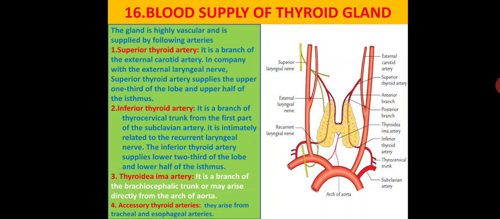The next question is the thyroid blood supply. Thyroid is a very important endocrine gland. It has a rich blood supply. The arteries which supply the thyroid gland are the superior thyroid artery, inferior thyroid artery, thyroid ima artery, and accessory thyroid arteries. The superior thyroid artery is a branch of the external carotid artery, and the main thing is that it accompanies the external laryngeal nerve.